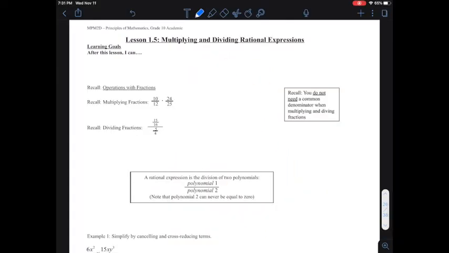Hi everyone, welcome to a lesson on multiplying and dividing rational expressions. This lesson is numbered 1.5, but it might look different in your package. Either way, this is a lesson on multiplying and dividing rational expressions.